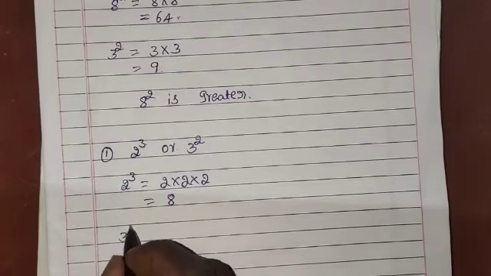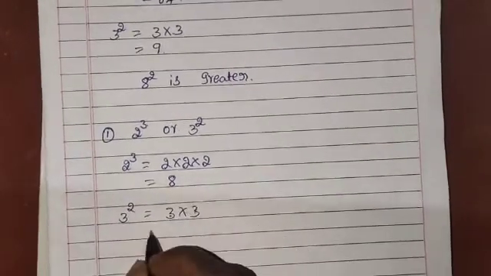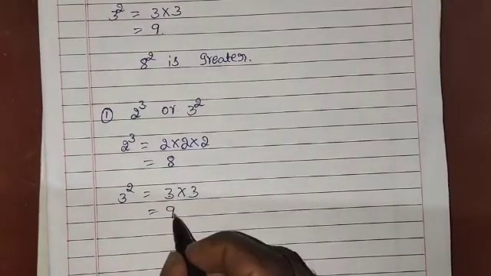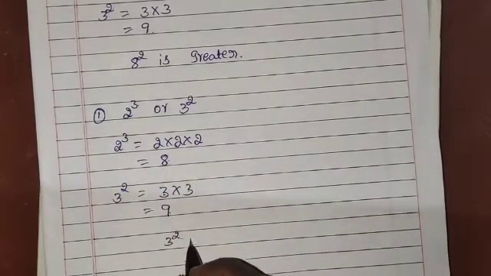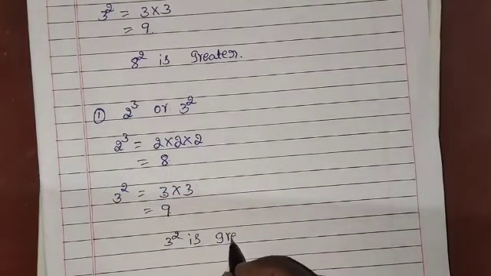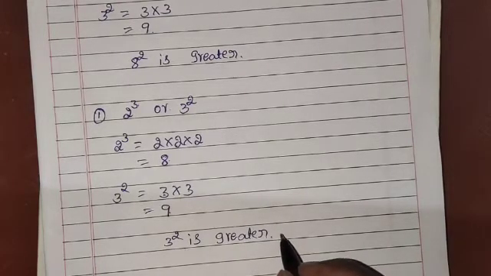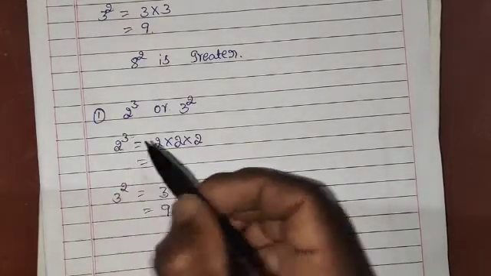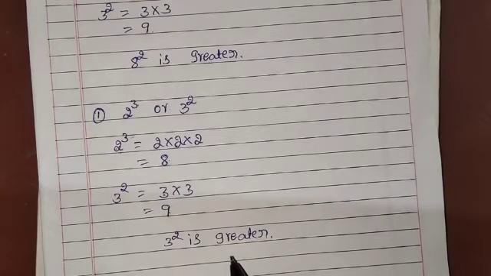Again we know that 3 square means 3 is multiplied 2 times. 3 into 3, 3 threes are 9. Okay, now here 8 is less than 9 or 9 is greater than 8. So 3 square is greater. Okay, 3 square is greater than 2 to the power of 3 or 2 cube. Okay, we can pronounce it as 2 cube or 2 to the power of 3. Thus we find out which one is greater and which one is smaller.